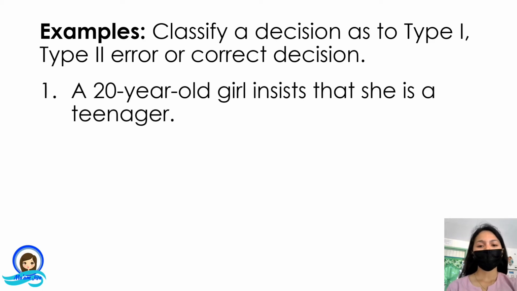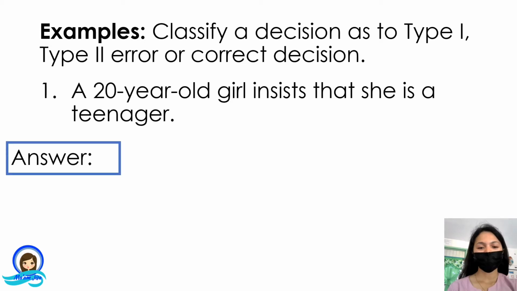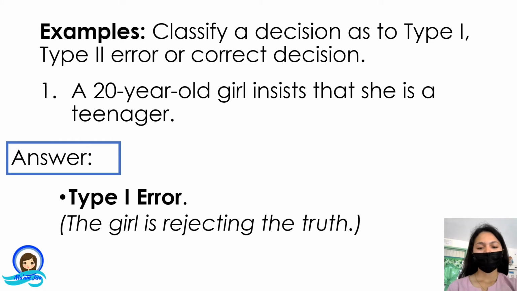A 20-year-old girl insists that she is a teenager. What do you think? Is this type 1, type 2, or correct decision? The answer? It's a type 1 error. Why? The girl is rejecting the truth. She's 20 years old, but she claims that she is still a teenager. You are a teenager if your age is 13 to 19. But since the truth is that she is 20 years old, therefore she is no longer a teenager. And so in this situation, this is an example of a type 1 error.